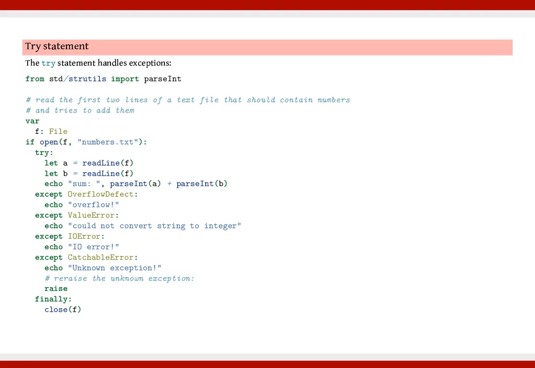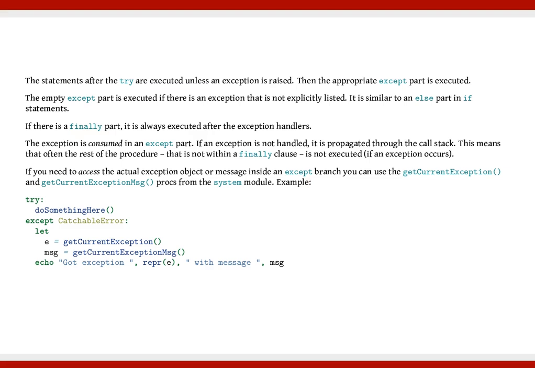except OverflowDefect: echo "overflow!" except ValueError: echo "could not convert string to integer" except IOError: echo "IO error!" except CatchableError: echo "Unknown exception!" # reraise the unknown exception: raise finally: close f. The statements after the try are executed unless an exception is raised.